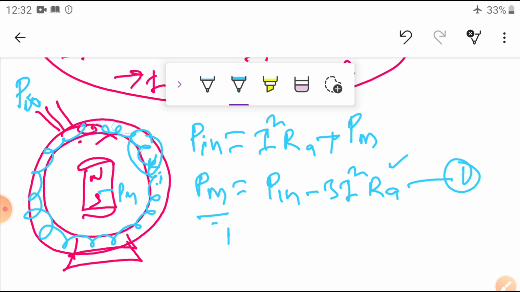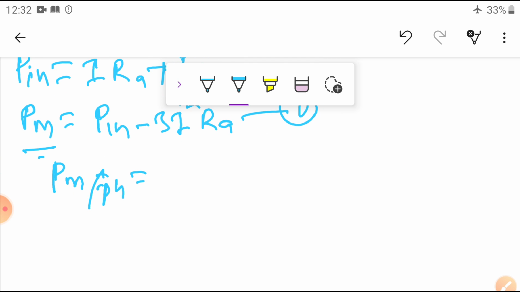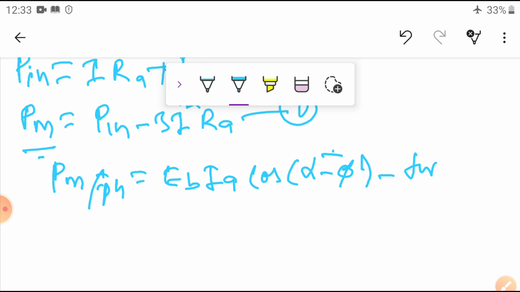As we know, PM is the power developed in the motor. Already we have derived the equation for PM per phase. Have you remembered that formula? It is equal to EB into IA cos of alpha minus phi, for lagging power factor, and alpha plus phi for leading power factor. We have seen this already.